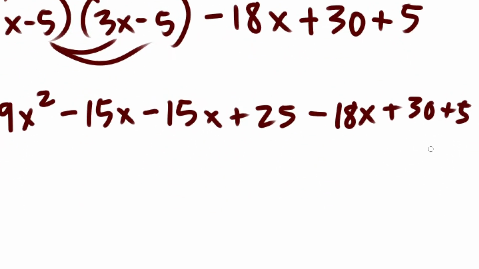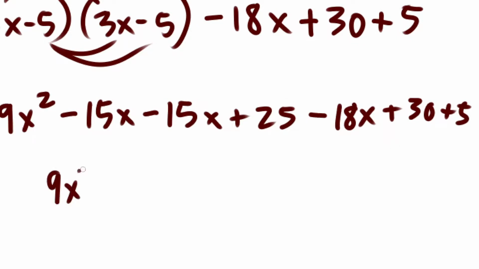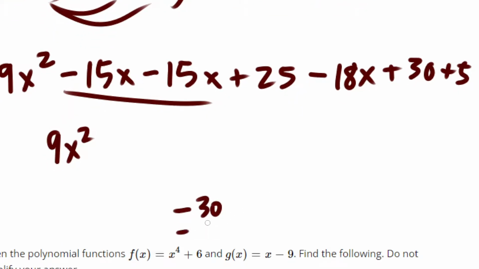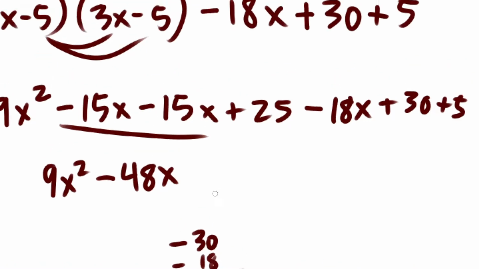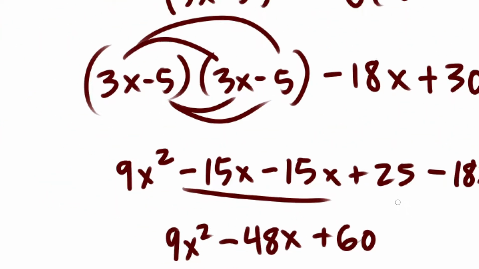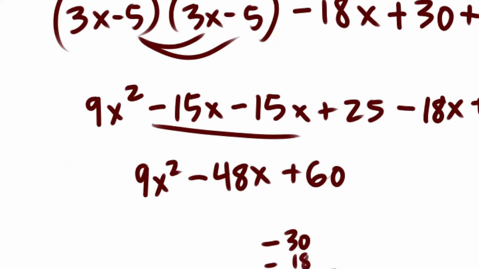And then we can combine like terms. So we keep our 9x squared. And then these turn into negative 30x. And then you have the minus 18x. So you have negative 30x and then minus 18x. And that will give you minus 48x. And then 25 plus 30 plus 5 is going to give you 60. So plus 60. And that would be your answer. So 9x squared minus 48x plus 60.